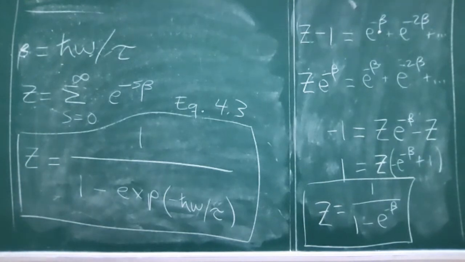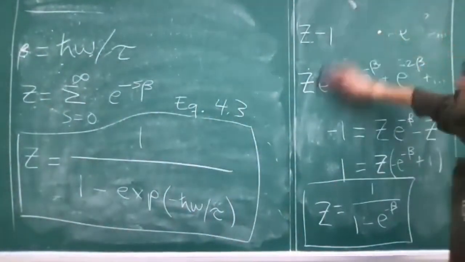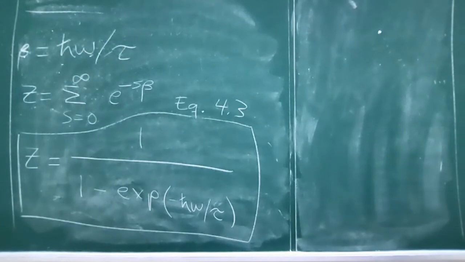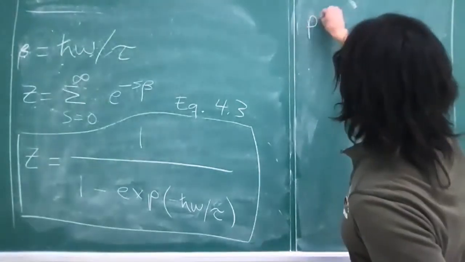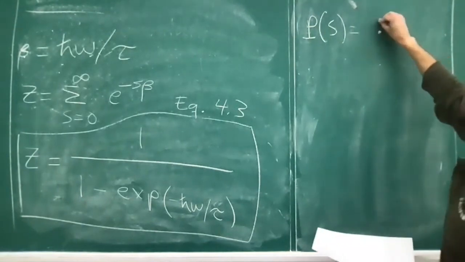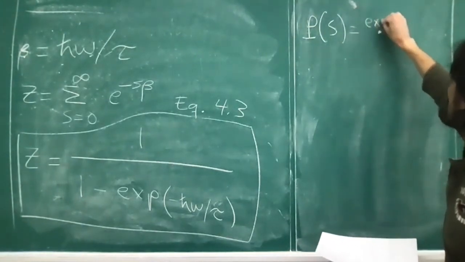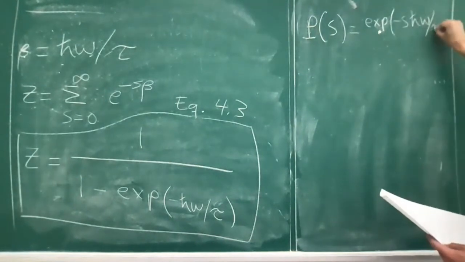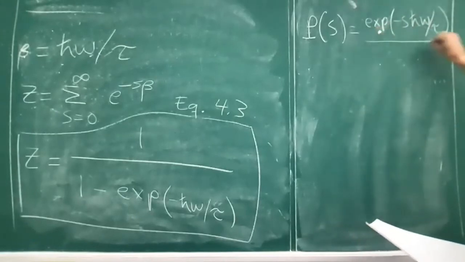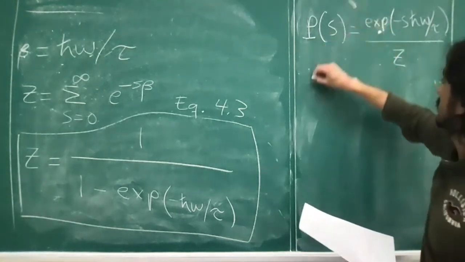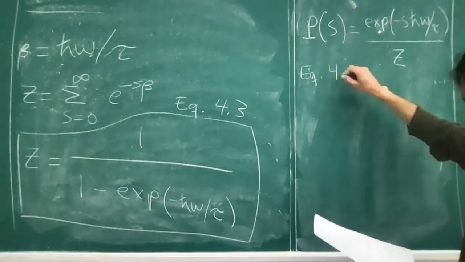Okay, so now we can get the probability. So the probability of having state S is going to be the exponent of negative S h bar omega over tau. This is the Boltzmann factor divided by the partition function. So this is one of the definitions from the previous chapter. This is equation 4.4.